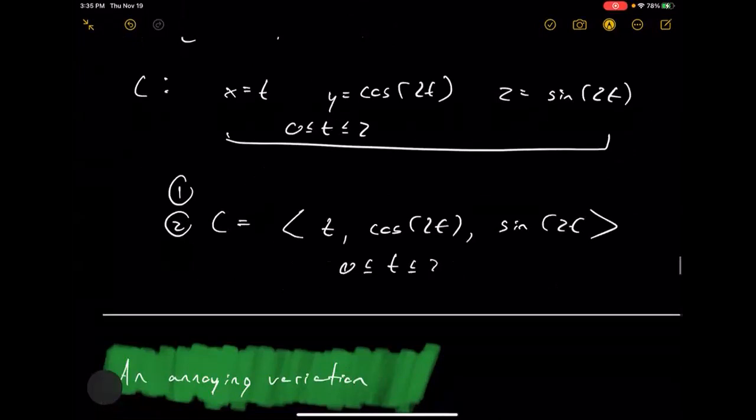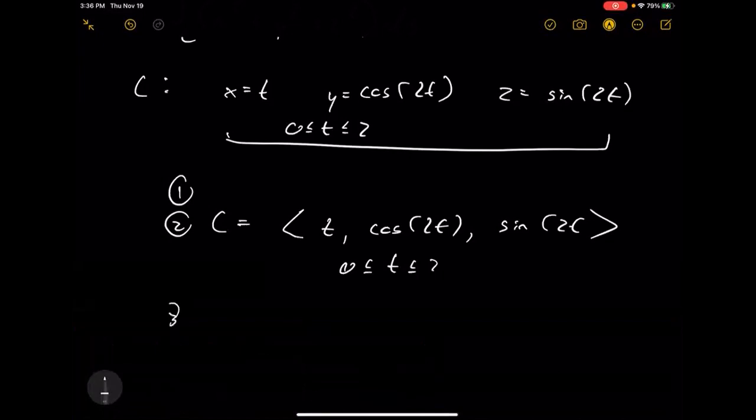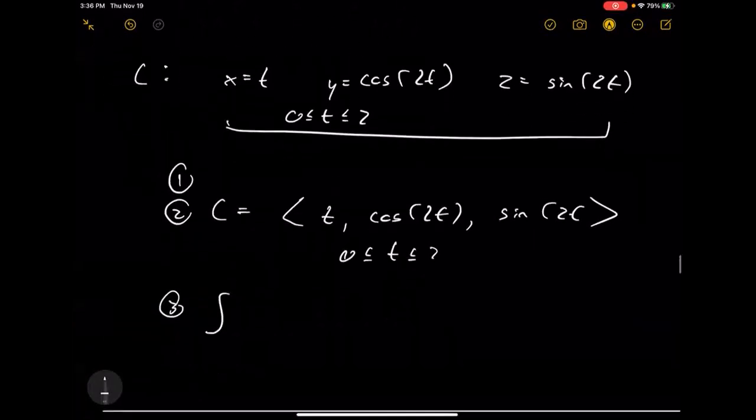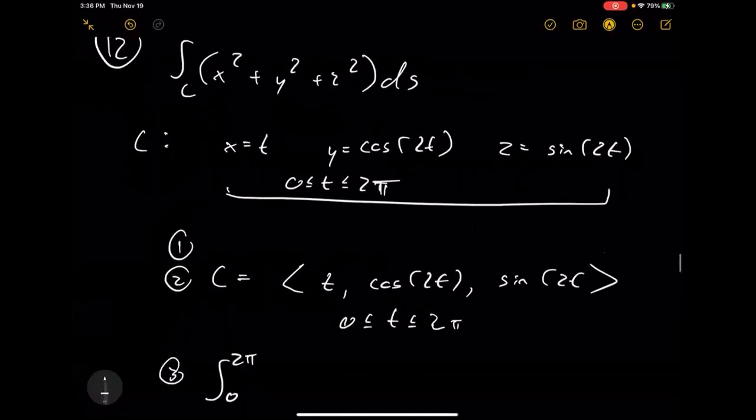All right, step 3. Make those integrals. So I'm integrating along C. What are my bounds for my t? 0 to 2 pi, right? So I know my bounds of integration are 0 to 2 pi.